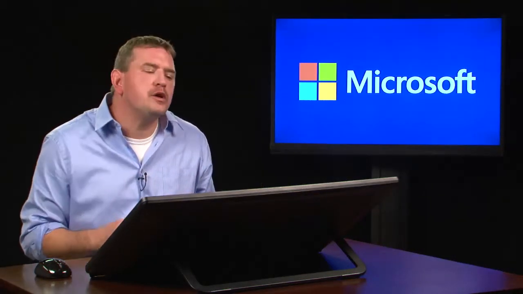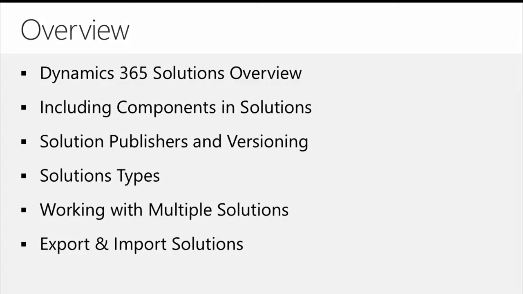So in this module, we really want to provide you with an overall overview of what solutions are in Dynamics 365. We want to talk a little bit about how you build those solutions and include specific components inside those solutions for transportability. We're going to talk about how you create solutions and associate those with publishers to be able to keep and tie those solutions and those components together, as well as working with versioning. We'll talk about some of the different solution types that are available, including managed and unmanaged, and how that's going to have different effects on environments when you import them in.